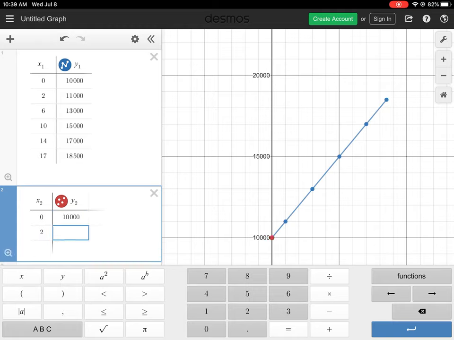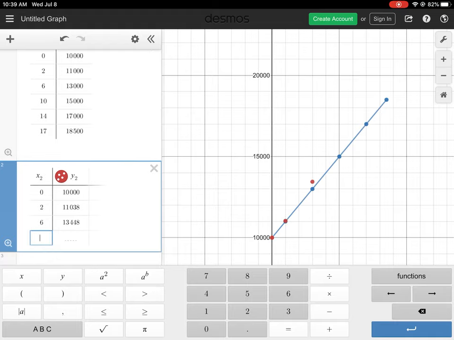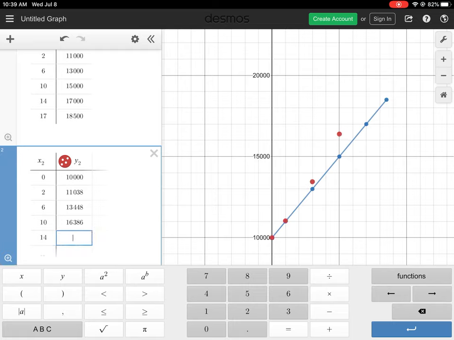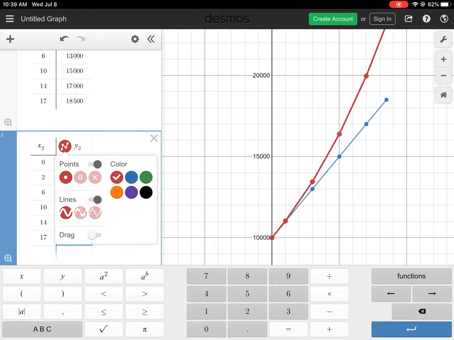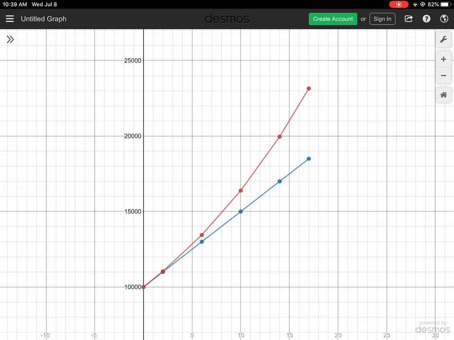At 2, we're going to have 11,038. At 6, 13,448. At 10, 16,386. At 14, 19,964. And at 17, we're going to have 23,153. You can see that the curve or the plot starts to diverge a little bit, showing that it's an exponential growth. Again, we'll change the curve to show the lines, and I'll hide the tables, and there's the verification of the two curves plotting the data.